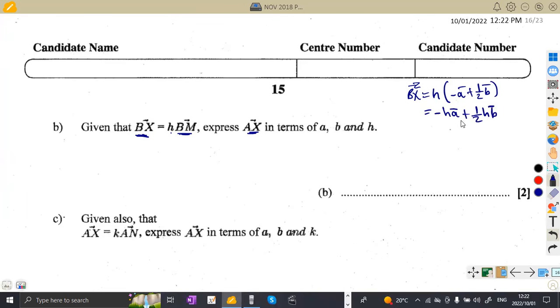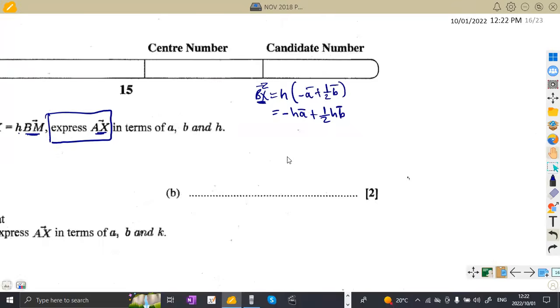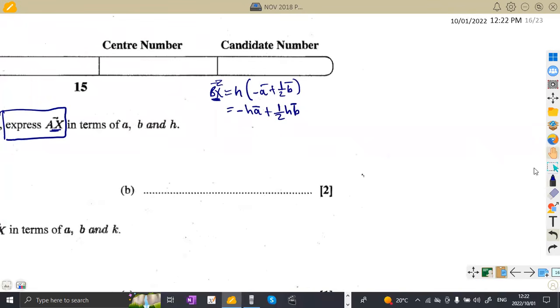So the first thing is to find what you are being given. Then you express what you are being asked to express. The question is for us to express vector AX. So we need to find AX using this BM, and the BX here has to be part of the route, because it's the only part that has got H.